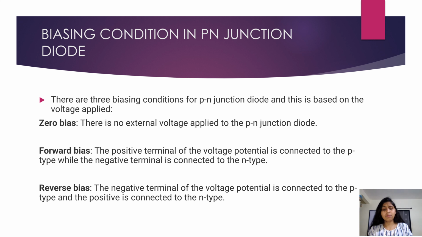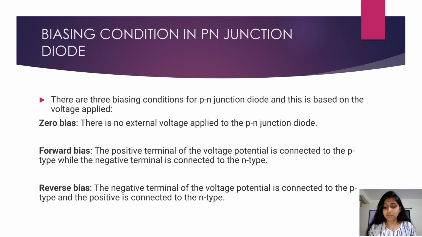There are basically three biasing conditions in PN junction diode. The first one is zero bias. In zero bias, there is no external voltage applied to a PN junction diode. The other one is forward bias. In forward bias, the positive terminal of the voltage potential is connected to the P type, while the negative terminal is connected to the N type. And in reverse bias, the negative terminal of the voltage potential is connected to the P type and the positive is connected to the N type. So it is as easy as we see.